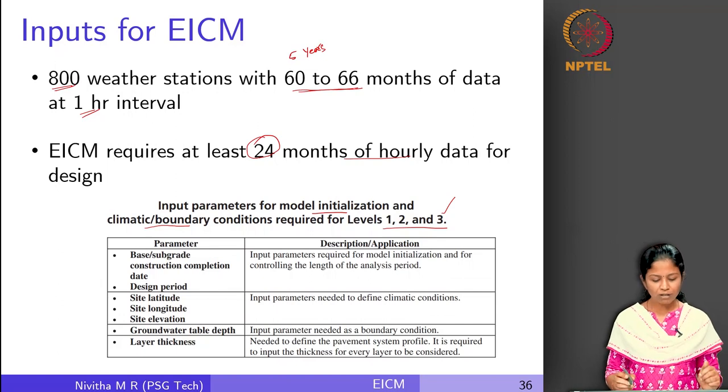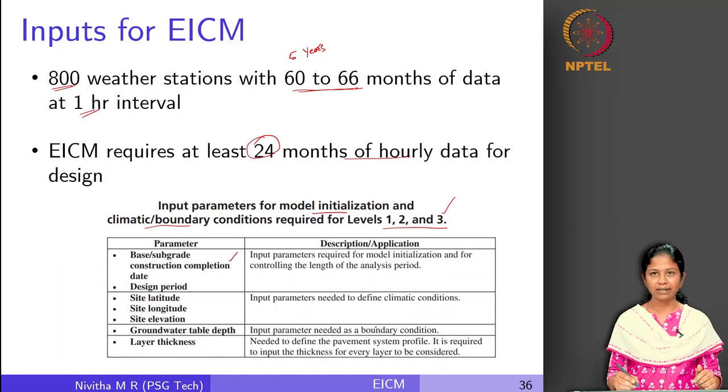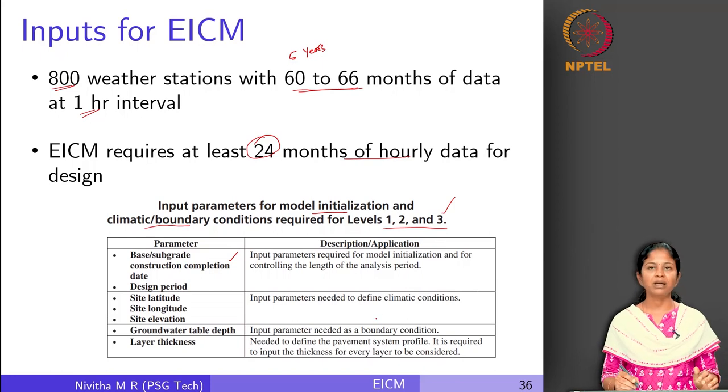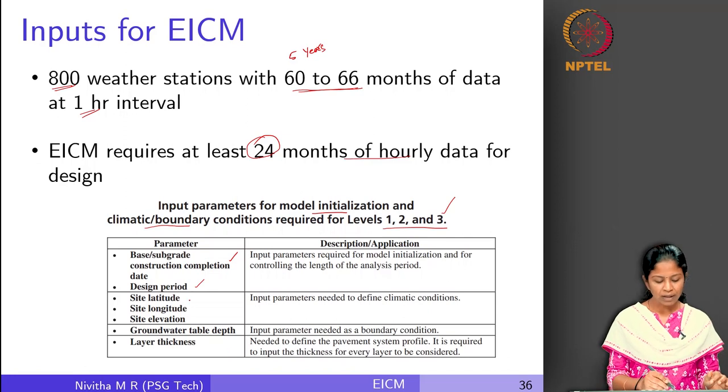Right, now let us look into the parameters and the description of each of these parameters. So we have the base or subgrade construction and completion date, which is just to make a note of the time period that we are interested in, the design period, the years for which we want to design the pavement for, the latitude, longitude and elevation, groundwater table depth and layer thickness.